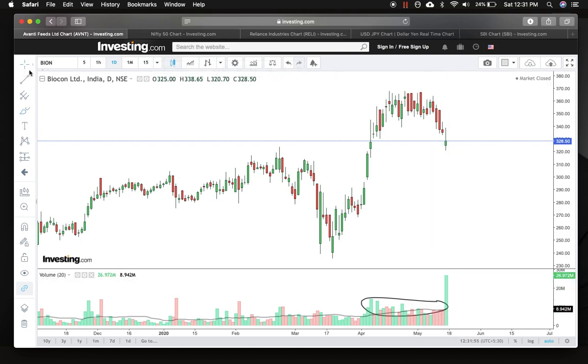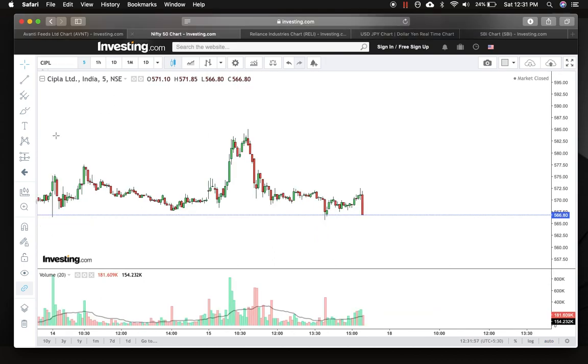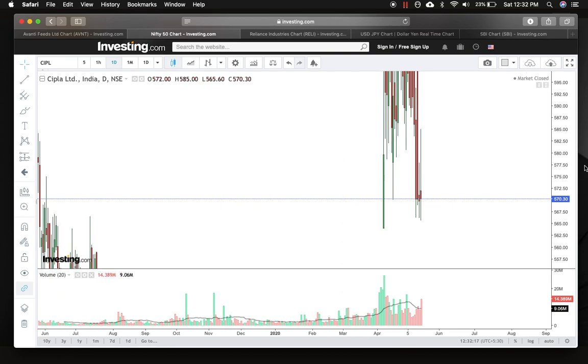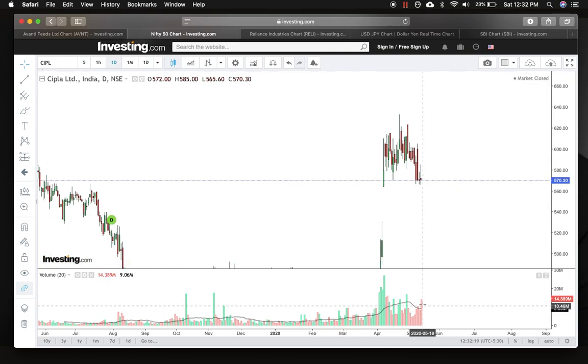Let's have a look at another example. These are the charts of Cipla. Again, Cipla posted their earnings today on 15th of May. We can see Cipla has been trading very volatile, from 566 it went to 580, then again went to 568. So we can take advantage of those swings. Let's have a look at the daily charts. You can see in the daily charts as well, it is trading at a much higher volume as compared to the past 5-10 days.